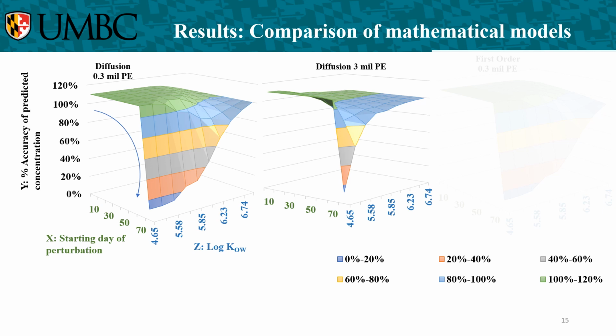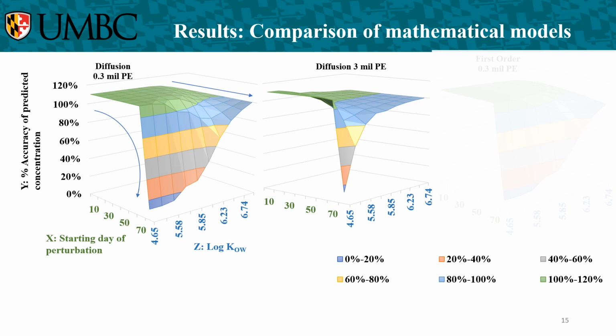With increasing hydrophobicity of the compounds, for the highest KOW values, the accuracy term goes from about 100% to 90%, so the curve goes from green to the lighter blue. So this essentially shows how sensitive the compounds are to the perturbation. There is higher variability for the less hydrophobic compounds, and less variability for the more hydrophobic compounds.